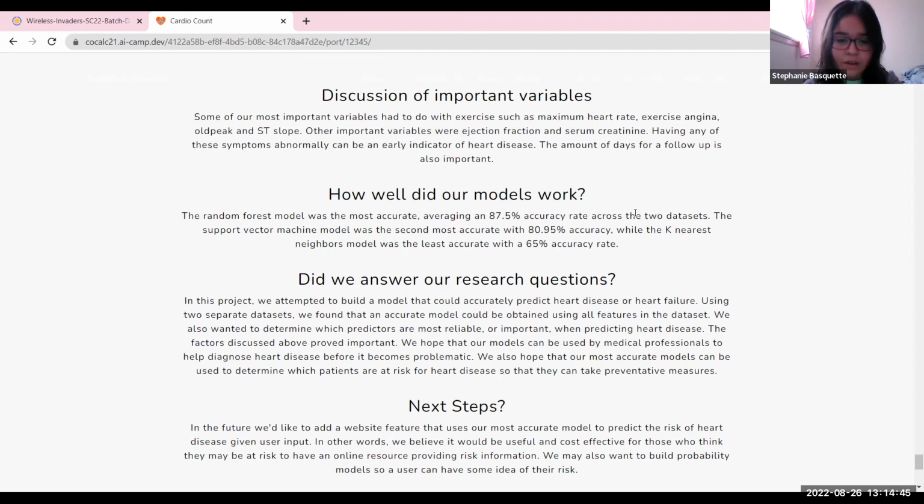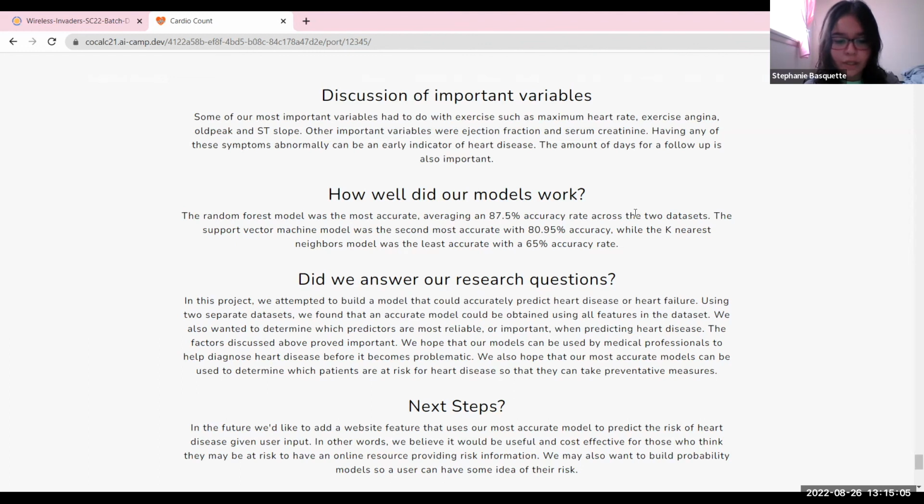We were able to answer our research questions because we were able to identify a proper model that can analyze the most significant factors having to do with predicting heart disease. We hope that our models can be used by medical professionals to help diagnose heart disease before it becomes problematic. But of course, anyone else can use this too.